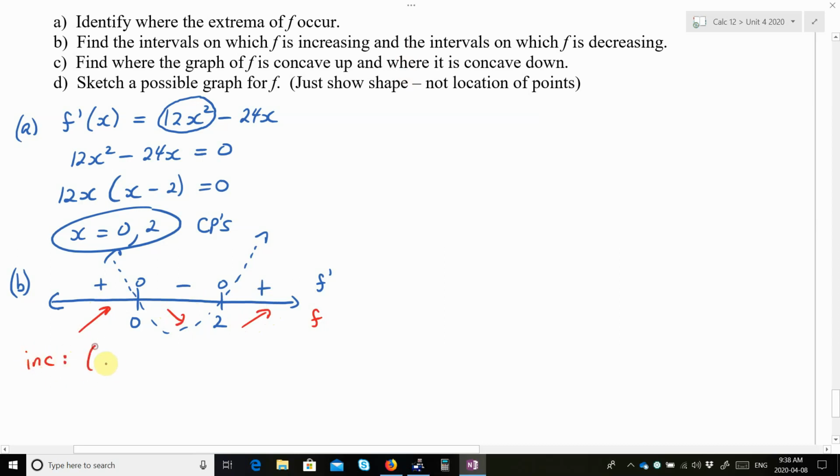So we've got increasing on the interval negative infinity to 0, or on the interval 2 to infinity. So that's where f is increasing and the function is decreasing on 0 to 2.